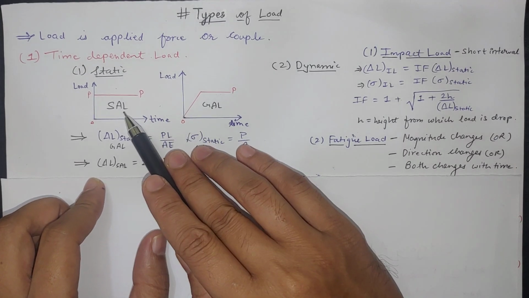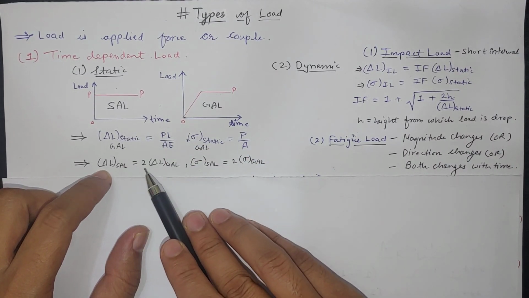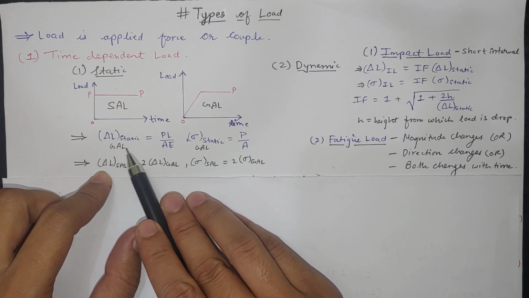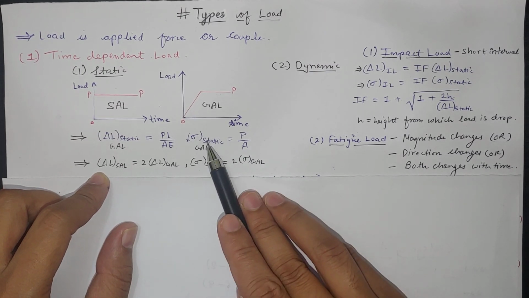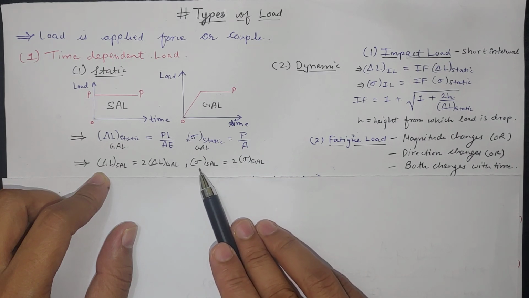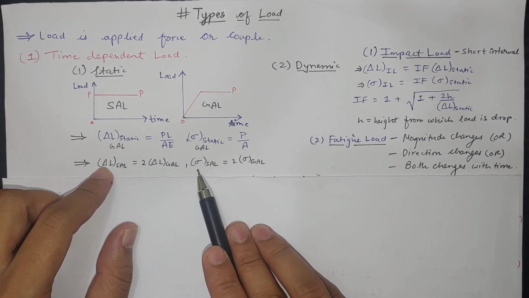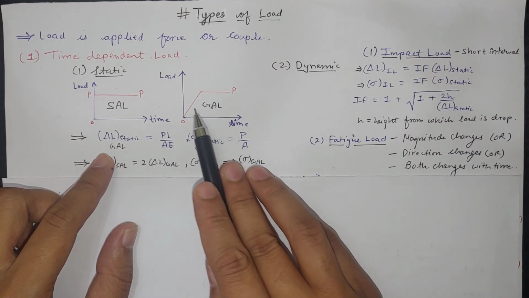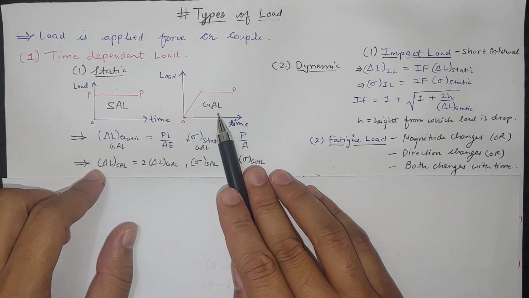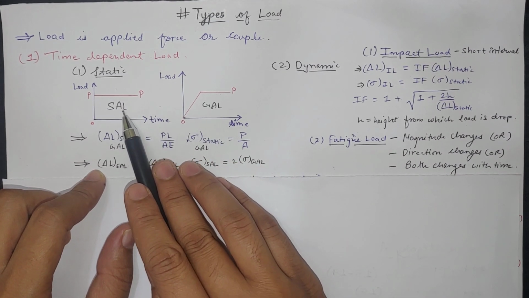Now if we apply the load suddenly, it is 2 times the gradually applied load. So the change in length will be 2 times delta L of the gradually applied load, and the stress also becomes 2 times. So whatever change in length or stress occurs, twice that will occur with a suddenly applied load.